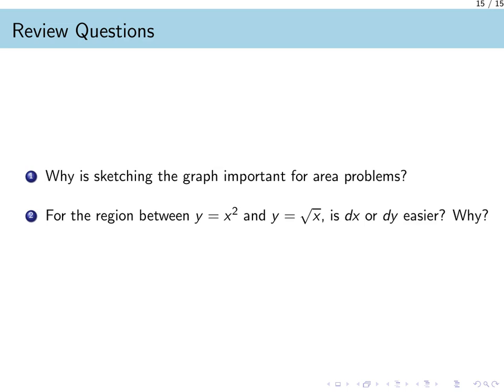Alternatively, if we integrate with respect to y, we use horizontal rectangles. We must re-express the curves as functions of y. The right boundary becomes x equals the square root of y, and the left boundary is x equals y squared. The integration limits for y also run from 0 to 1, again resulting in a single integral. Because neither the top and bottom functions nor the right and left functions change their roles across the region, both approaches are equivalent.